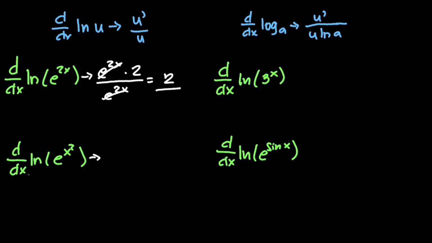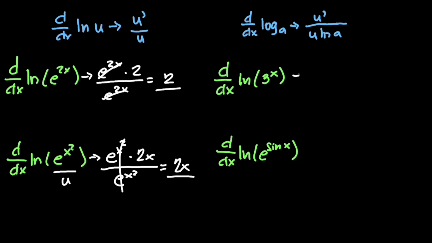The derivative of ln of e raised to the power of x squared. Firstly, take the derivative of e raised to the power of x squared, which will be e raised to the power of x squared multiplied by the derivative of x squared, which will be 2x, over u here, which will be e raised to the power of x squared, as this will cancel each other out, so your final answer will be 2x.